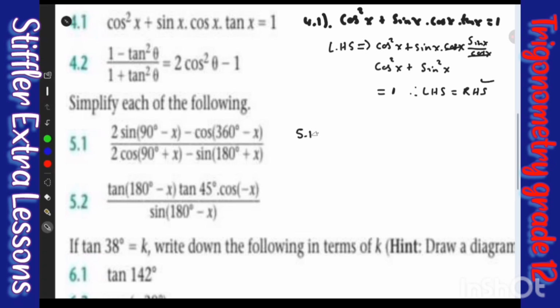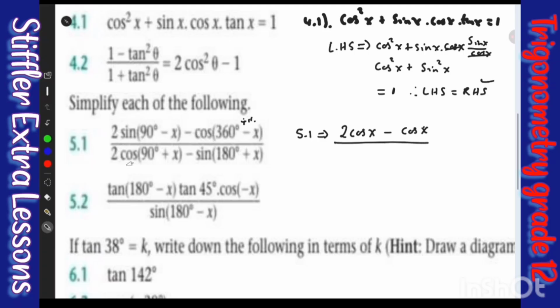So 5.1, what do we do on 5.1? We can see that this is 2 sine (90 minus x). 90 minus x, we know that it calls for cos. So this gives us 2 cos of x minus cos (360 minus x). This falls in the fourth quadrant, and in the fourth quadrant, cos is positive. So this becomes cos of x.